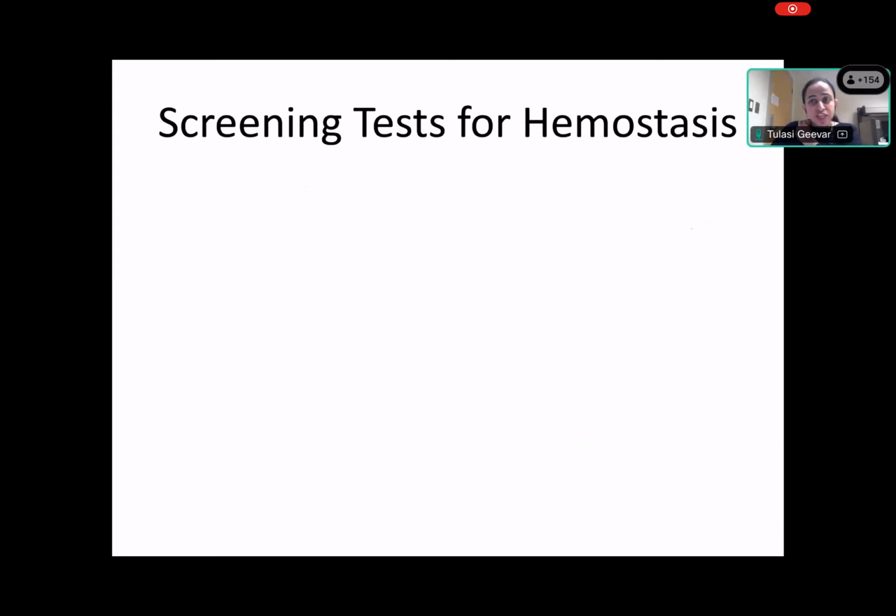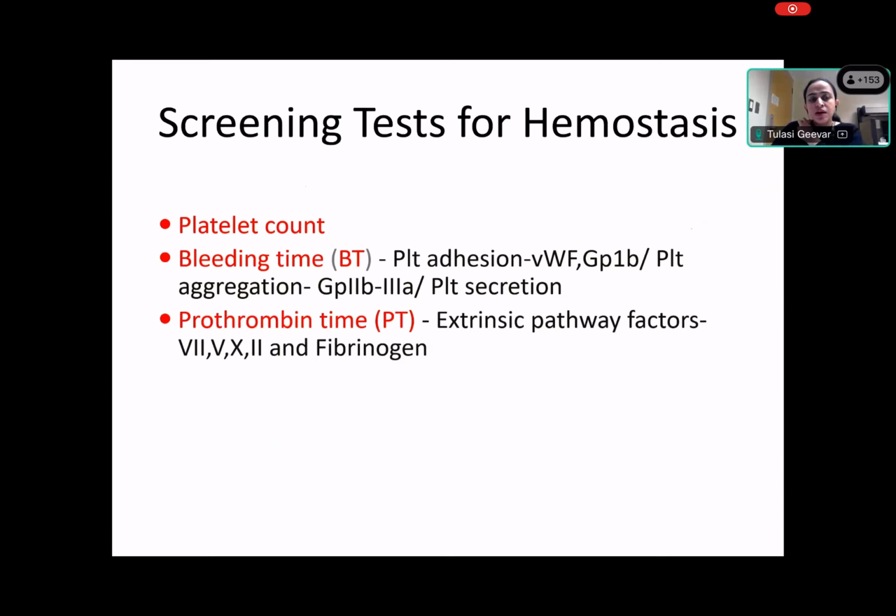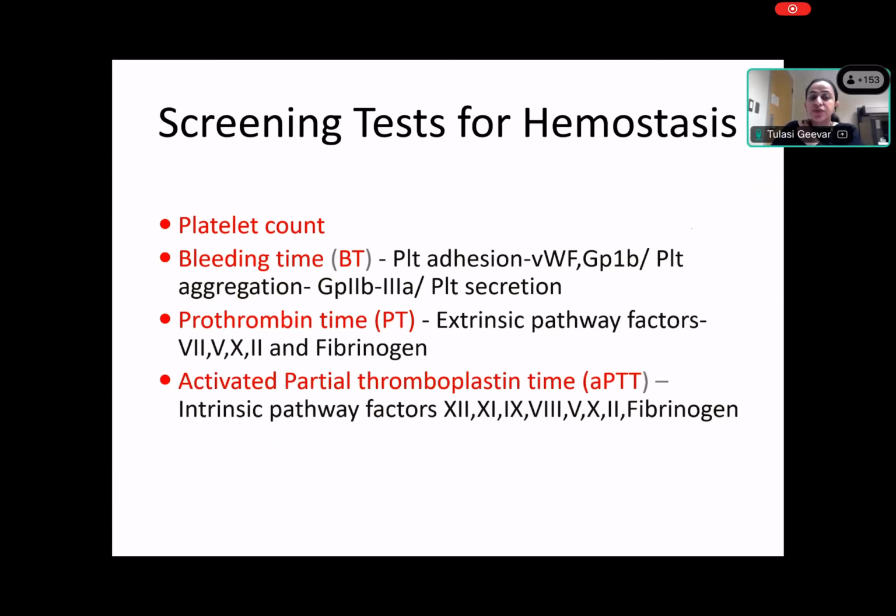Now, what are the screening tests for hemostasis? Let's start with platelet count. We know that the platelet is important for the primary platelet plug formation. You have a bleeding time. Now, the bleeding time tests for the primary hemostatic disorder, that is the interaction between the platelet, the glycoprotein 1B receptor of platelet, the von Willebrand factor, and the platelet aggregation. The prothrombin time, which tests for the extrinsic pathway factors, and the APTT or the activated partial thromboplastin time, which tests for the intrinsic pathway factors.